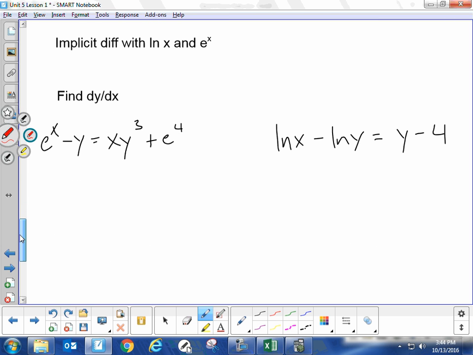We also could do implicit differentiation, last unit, with e's and logs. So really, it's just a review of everything we've done with e's and logs, which I love doing so that we don't lose track of everything. I like doing it at this time rather than fitting in e's and logs into unit 2 and then unit 3 and then unit 4.